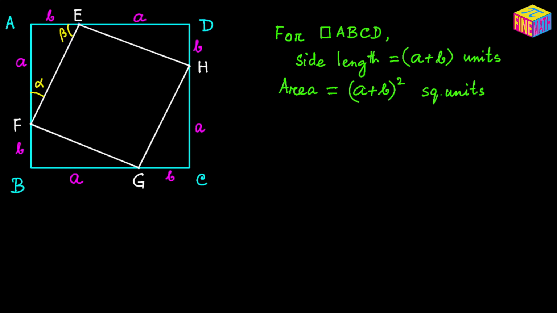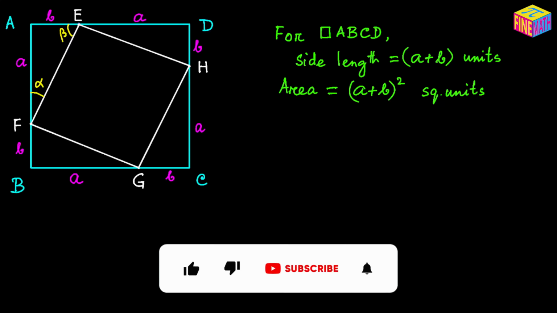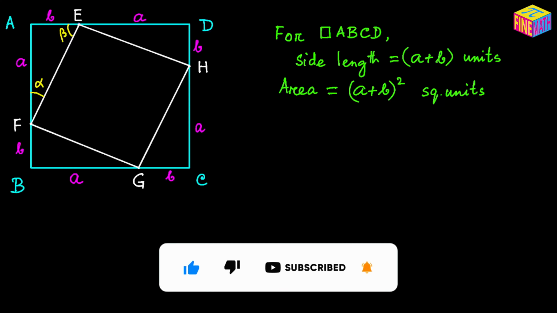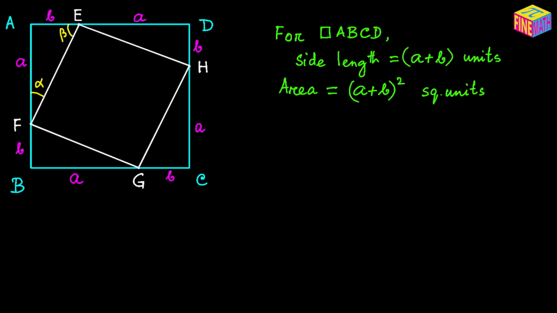Let's suppose we have a square ABCD whose side length is A plus B units. I mean each side of that square is of the length A plus B units, and in that case what would be the area of the square? The area will be the square of the side length, so in this case the area will be (A plus B) whole squared, and that would of course be in square units.